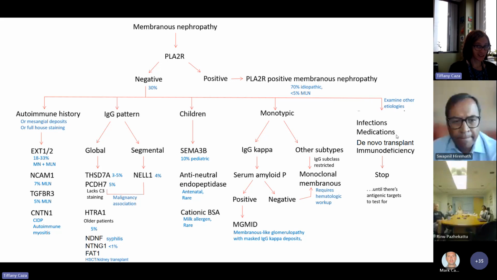Medications: we have seen PCSK6 membranous with NSAID use, as well as lipoic acid, butylamine or tiotropium, and indigenous medicines with NELL1 membranous. De novo transplant-associated membranous in the setting of antibody-mediated rejection may be due to the donor-specific antibodies themselves, but we don't have a good etiology yet for those cases. And then immunodeficiencies are another consideration, particularly in children.